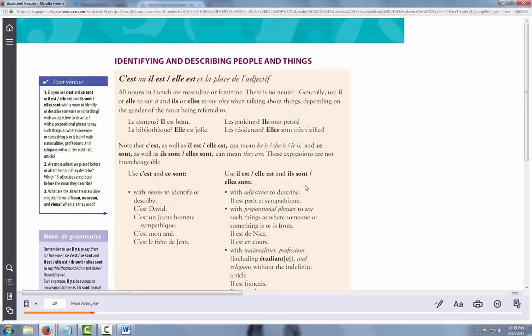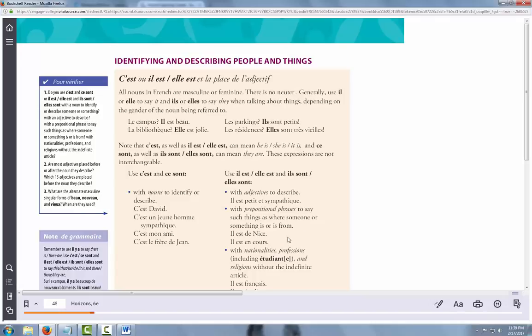Il est and elle est, and ils sont and elles sont in a plural form, have to be followed by adjectives to describe somebody or something. Il est petit et sympathique. He is small and nice. With prepositional phrases to say things like where someone or something is from. Il est de Nice. He is from Nice.